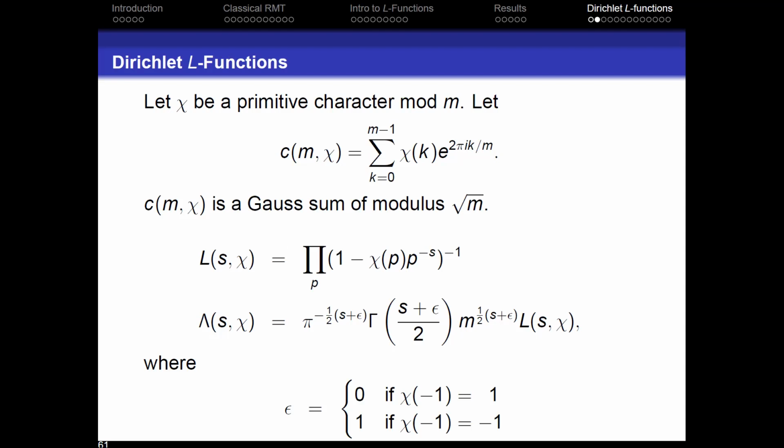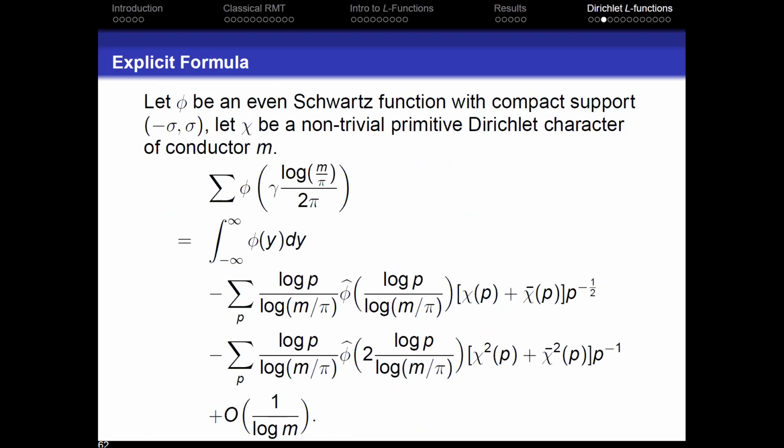So what happens with the principal character is pretty much standard. The non-principal characters behave far more interestingly, because now we're going to get some real cancellation going on. And it turns out we have a functional equation very similar to the Riemann zeta function. It's just a matter of doing a little bit of work to figure out what all the different factors are. And so we have a nice equation like this.